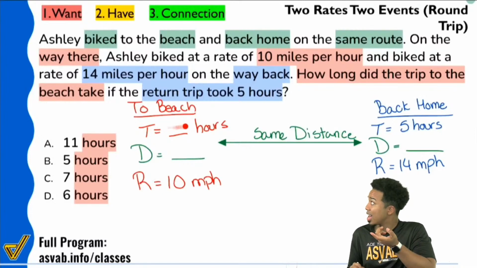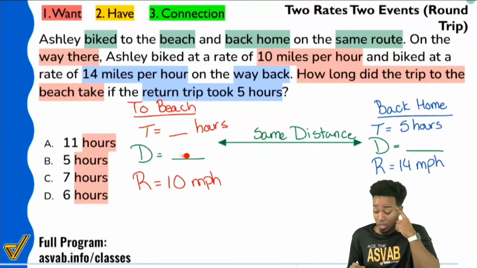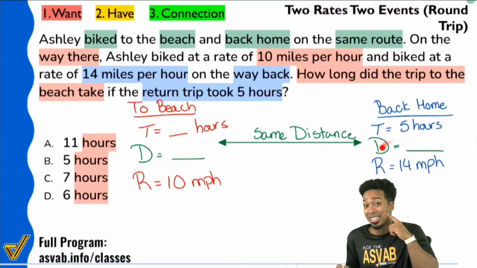I'm looking for the time to the beach, but I need the distance to the beach and the rate to the beach. I got the rate, but I don't have the distance. Because I don't have the distance, I'm going to use my understanding that the distance to the beach and back home is the same thing. So if I figure out what this distance is, I can use it over here because it's the same distance over here.